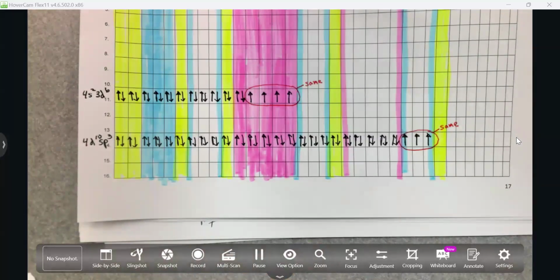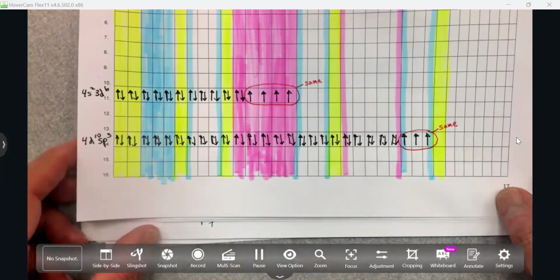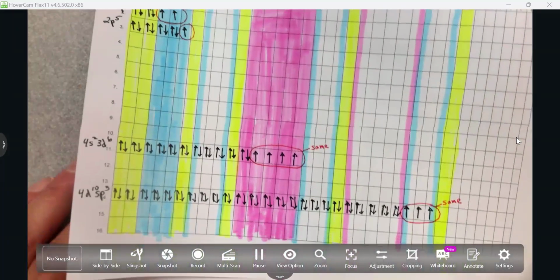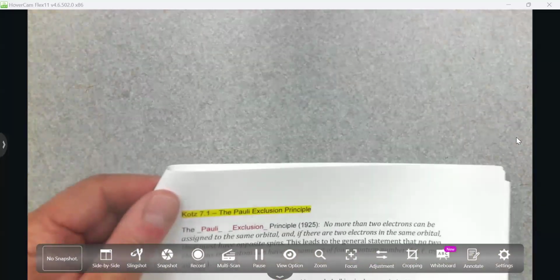So now you'll see some arrow notation. What is each arrow? It's an electron. All right, let's turn the page to 18. We good with this through 5p3? You get the idea. All right, on the next page.